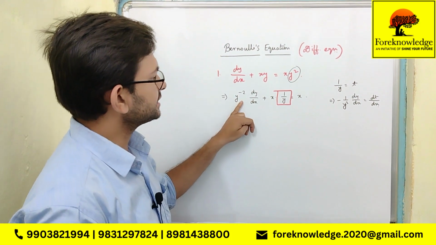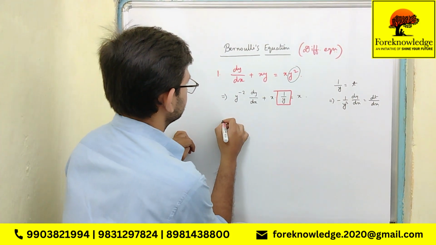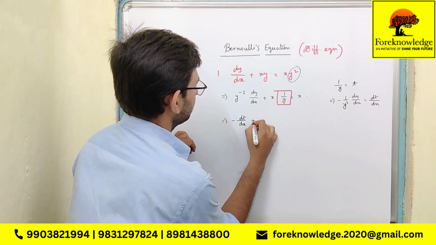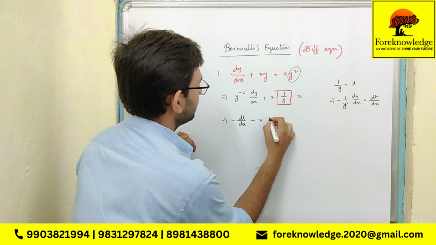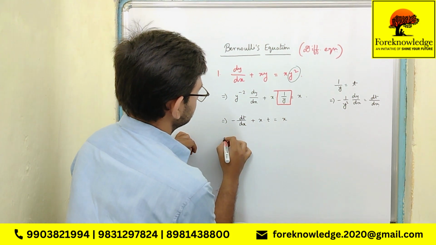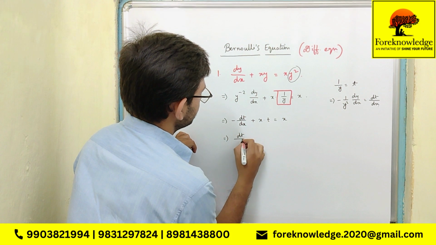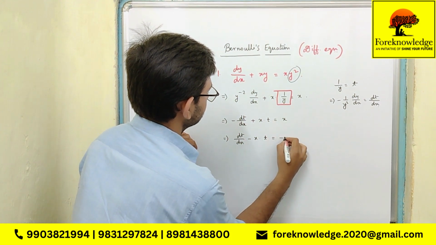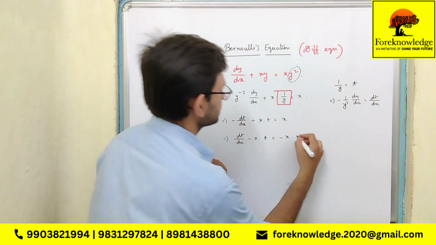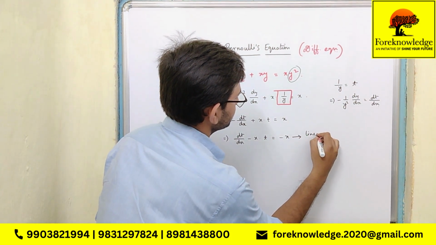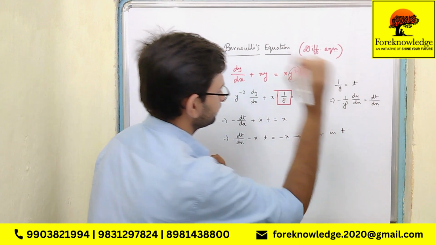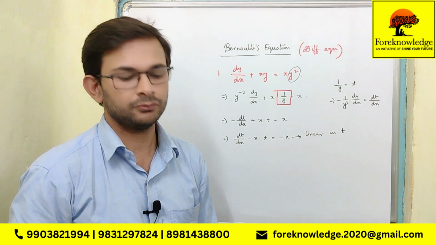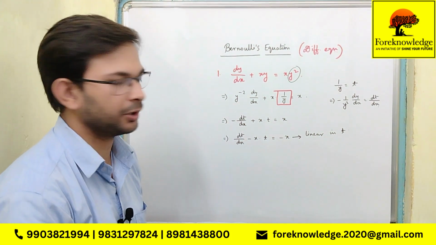Now what is this? This is 1 by y square dy dx. So this is nothing but minus of dt dx plus x into 1 by y, which means t, equal to x. So this is dt dx minus x into t equal to minus x. This is a linear differential equation in t. Now we are going to finish the problem.